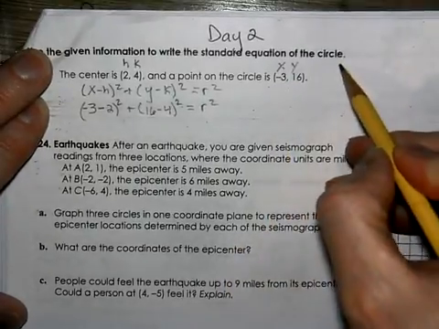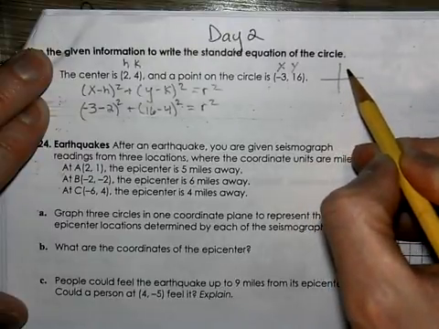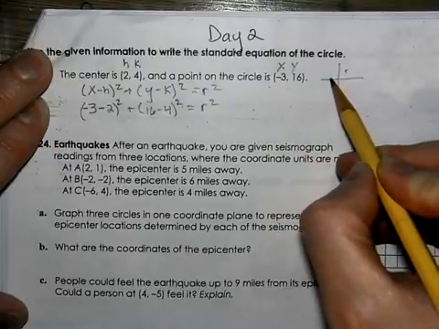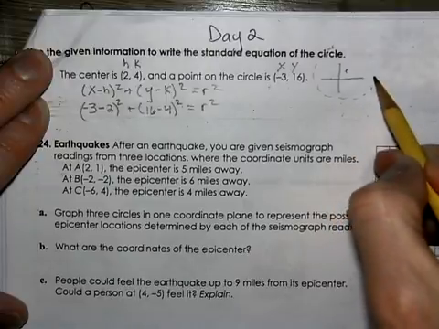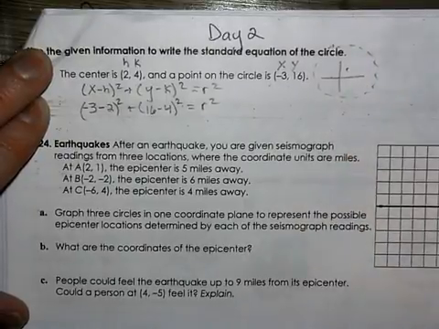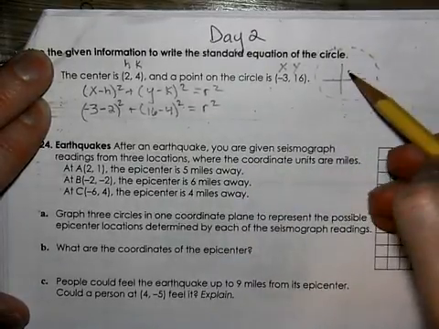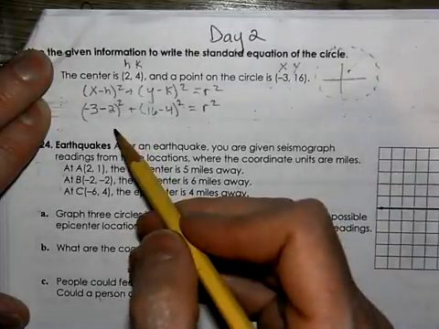If we were to make a real quick sketch of the center at 2, 4 and a point at negative 3, 16, we know that we would have a circle that looks something like that. So we're trying to find the equation of that circle. We don't know what the radius is. So that's what we're trying to calculate.